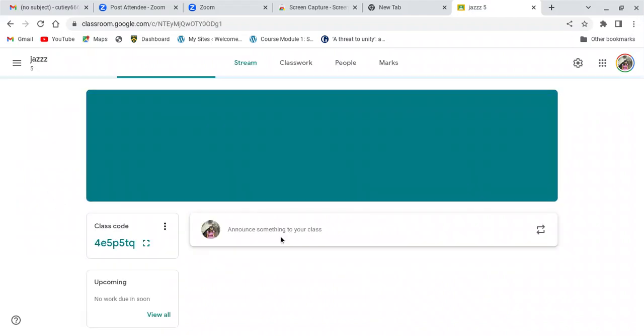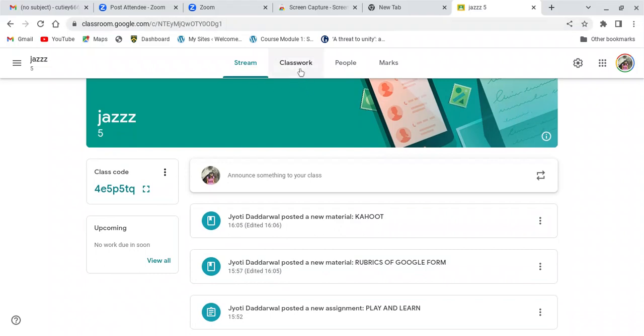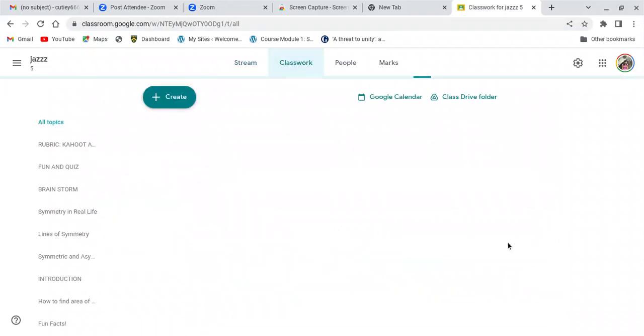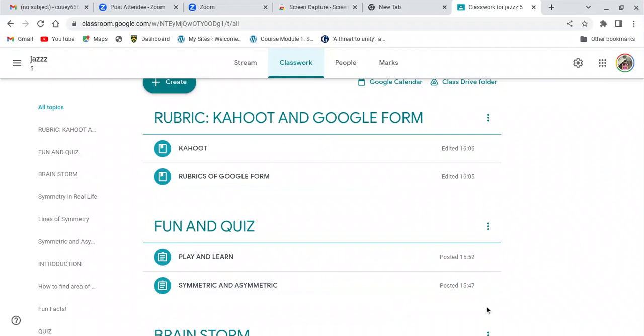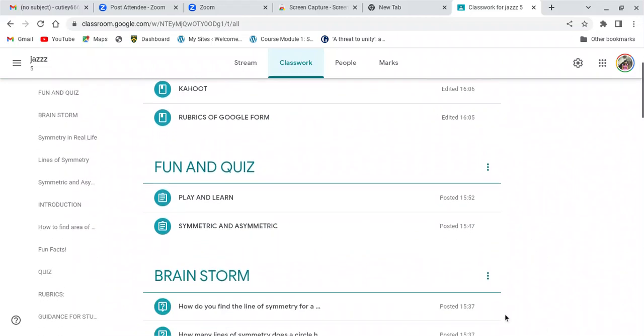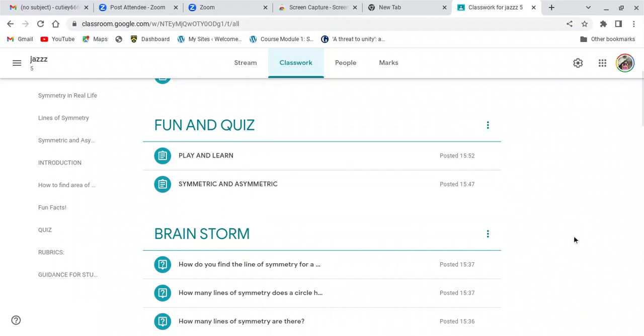So this is my Google Classroom where I made everything. I have added these things to my Google Classroom in addition to my previous classroom. So we will start with the introduction of symmetrical and asymmetrical.